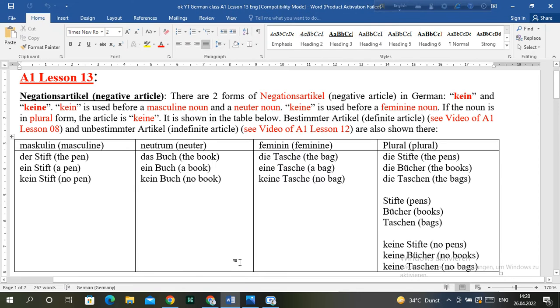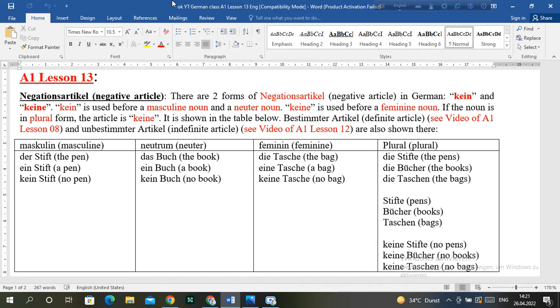Now let us start our main discussion today. Today we will discuss German Negationsartikel. A Negationsartikel is used to negate a sentence. There are two Negationsartikel in German, namely kein and keine.